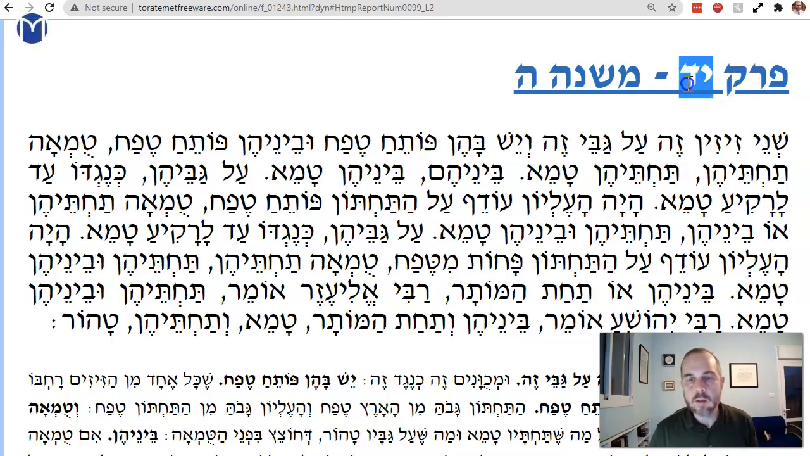We're on Oholot, chapter Yud Dalet, Mishnah Hey. The fifth Mishnah in the 14th chapter of Masechet Oholot. We're talking about zizin, which are like runners or crowns around the top of a house, and if there's tumah under them, they carry tumah.